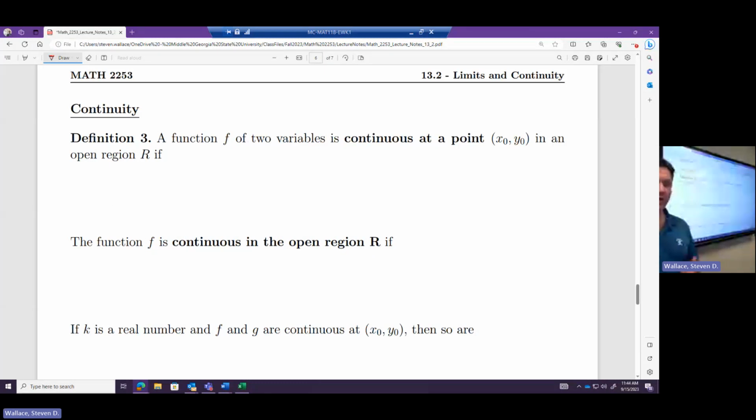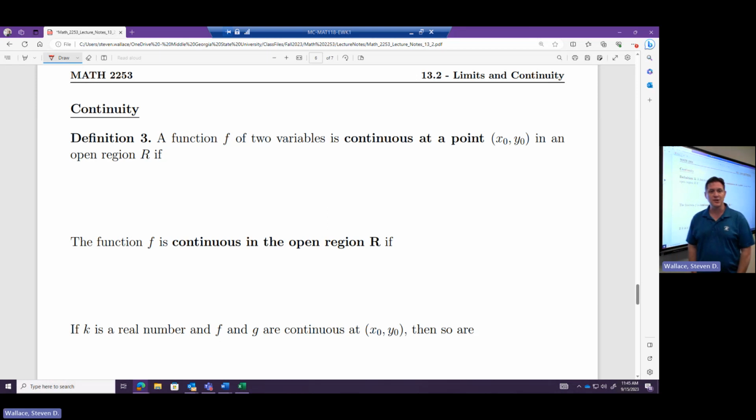Hey everyone, we're back. So this will be the second half of our video lecture for section 13.2 here in Calculus 3 class. The first one was about finding limits of two variable functions. Now we're going to talk about continuity. So what does it mean to be a continuous function?